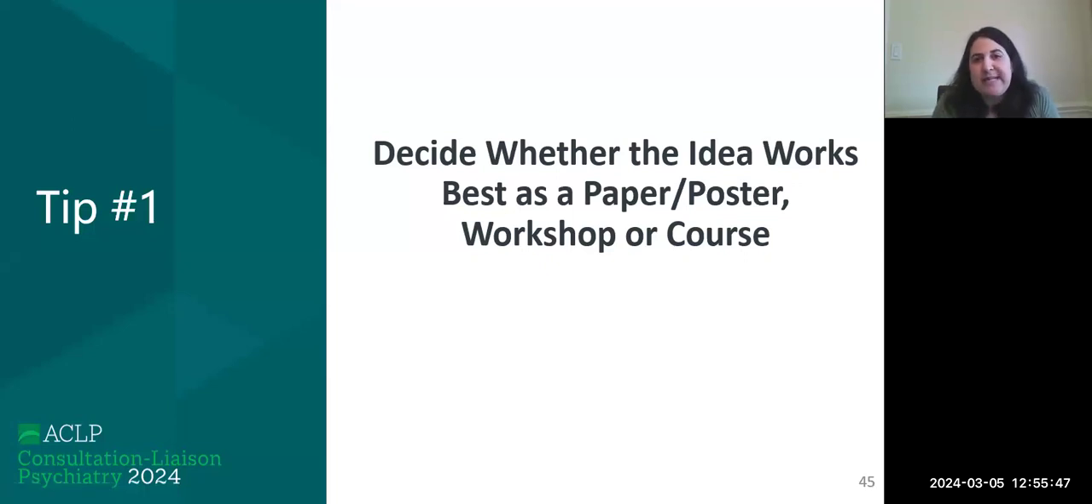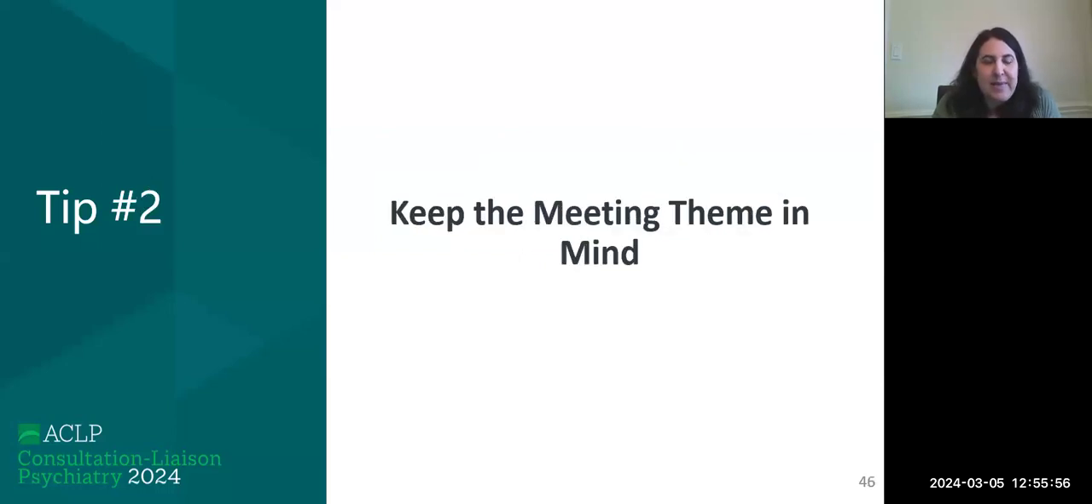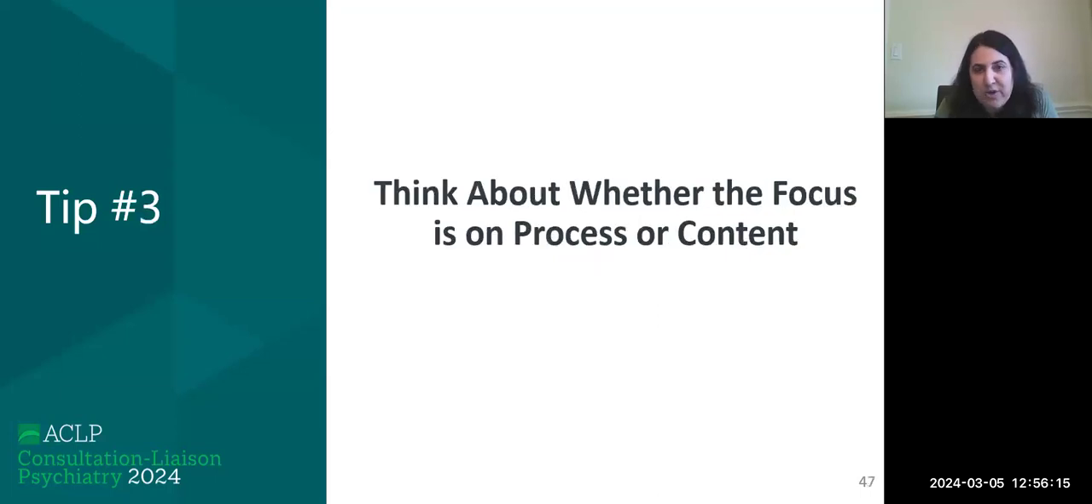One, as you think about your idea, think about whether your idea works best in which of the formats you've heard about: a paper, a poster, a workshop, or a course. The second tip, as you heard, really keep the meeting theme in mind. Don't go overboard. Not every submission has to be linked to the meeting theme, because certainly the meeting will include a diverse array of types of sessions, topics, and content. But certainly if you have work that aligns well with the meeting theme, absolutely keep that in mind and mention that in your submission.